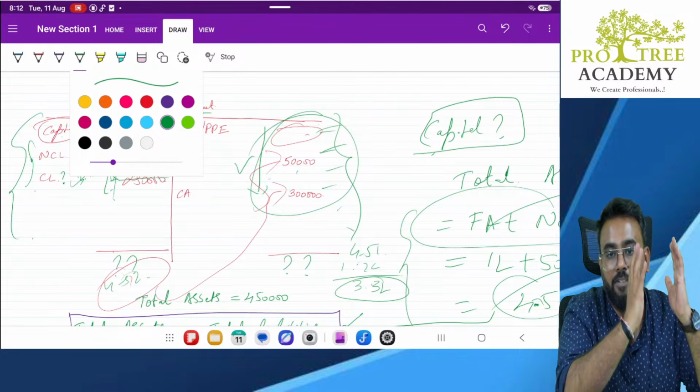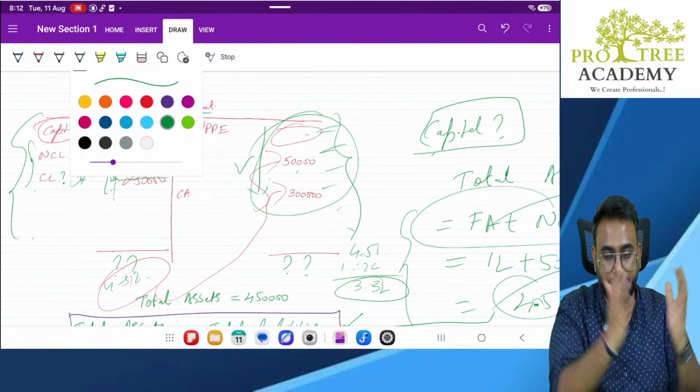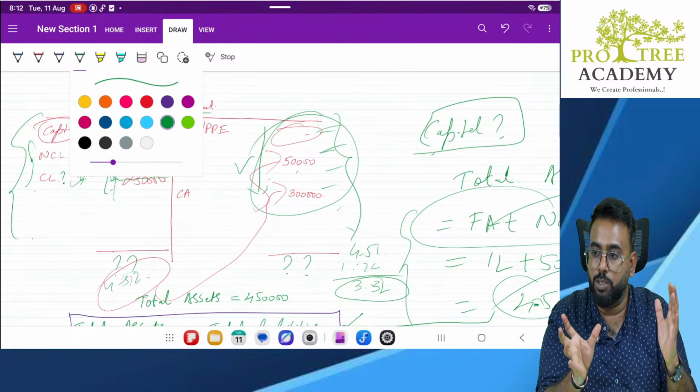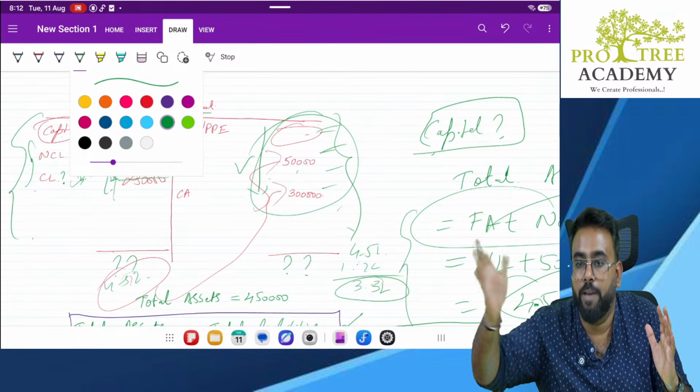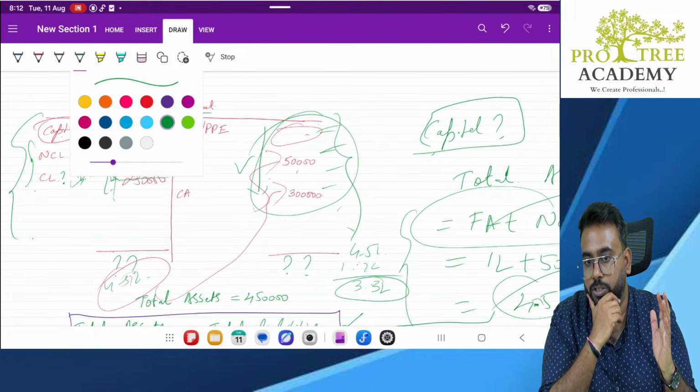That means I will take how much money and how much property he has. I will take everything. I will pull it. From there, I will reduce whatever loans or payables he is having. That is how you value an individual, right?